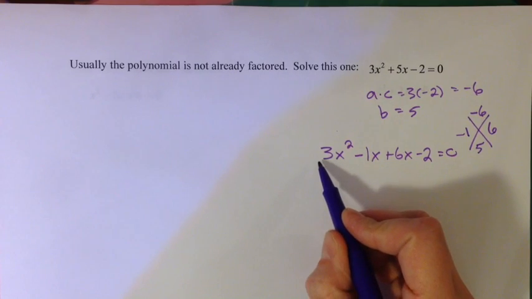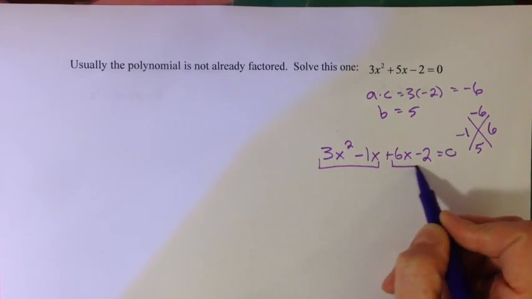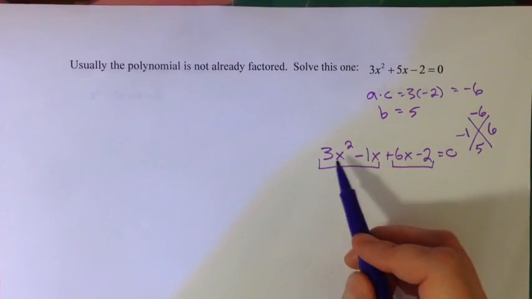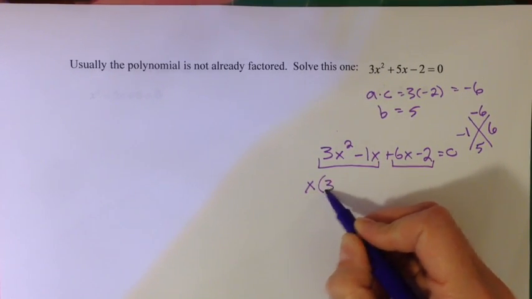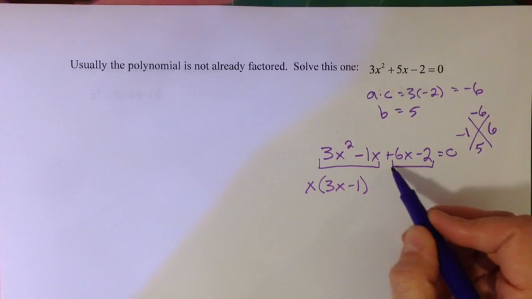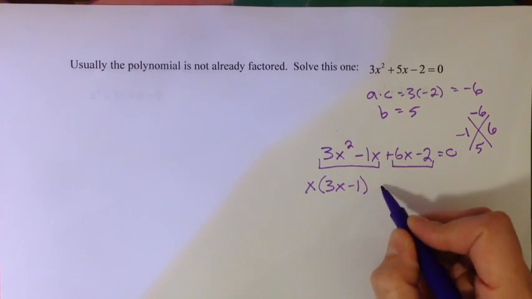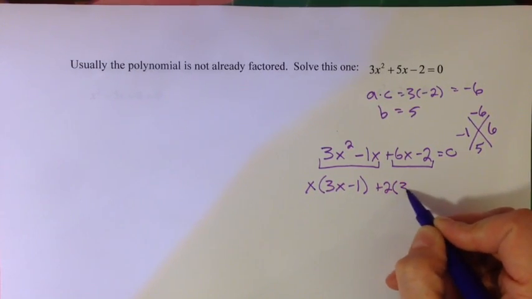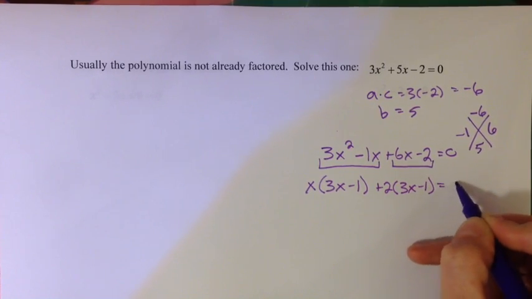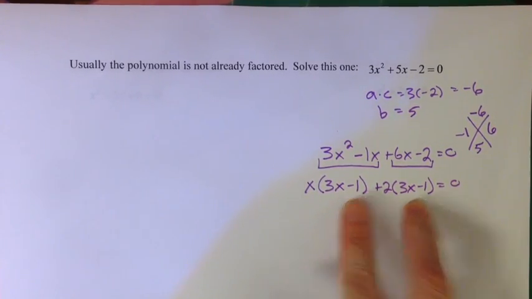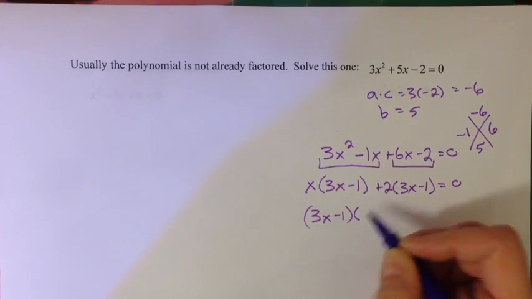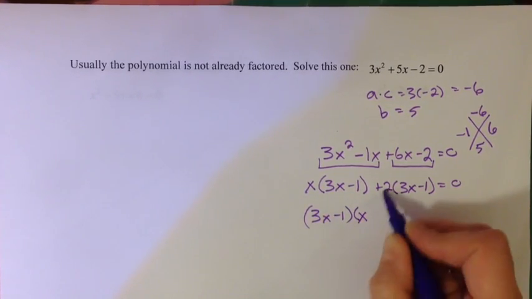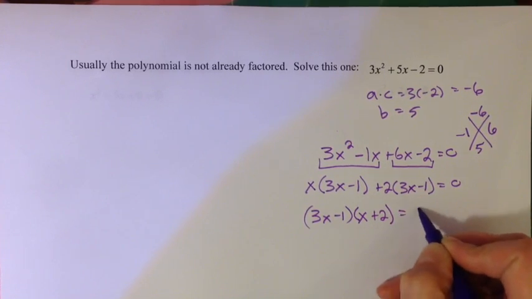So now I do factoring by grouping, group my first two terms together, group my last two terms together. From the first two terms, it looks like I can pull out an x. That leaves me a 3x minus 1. And from the second two terms, I can factor out a 2, which leaves me also the 3x minus 1. Because these two are the same, I can finish factoring this as 3x minus 1 multiplied by x from the first term plus 2 from the second term.